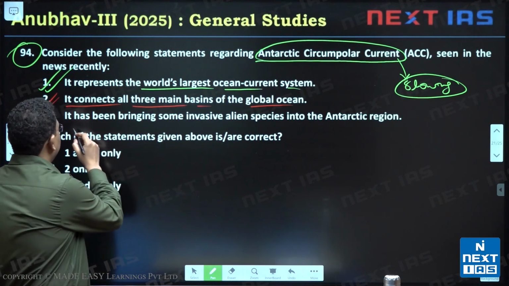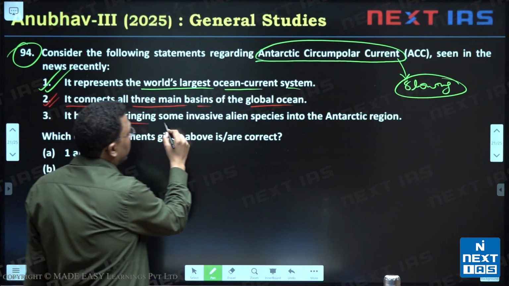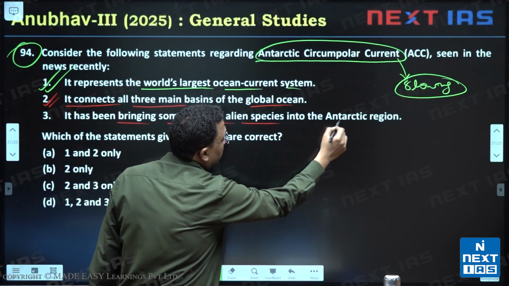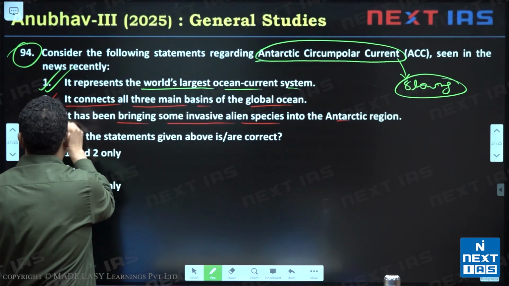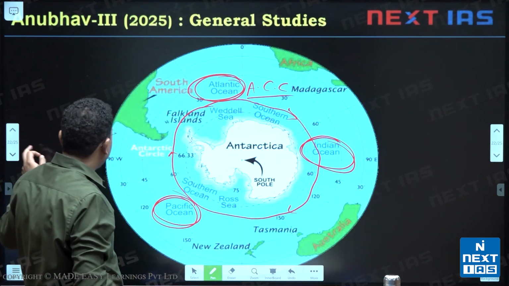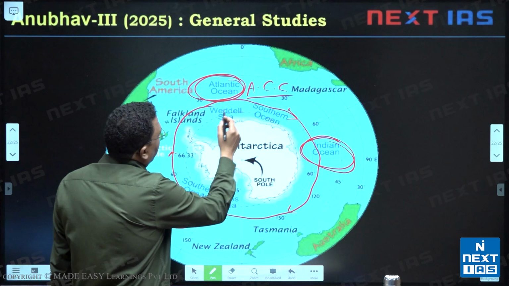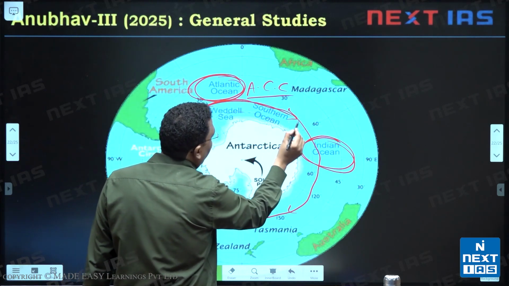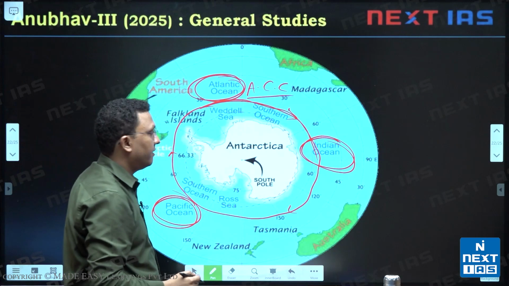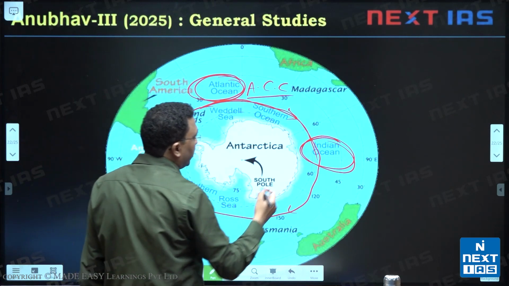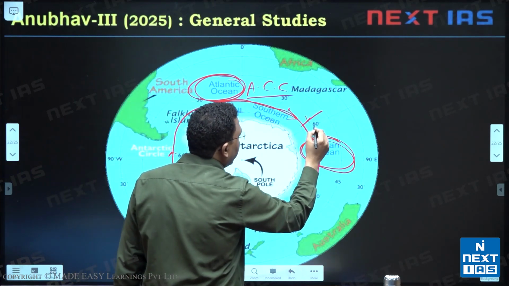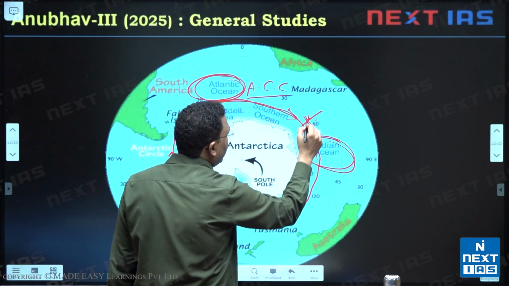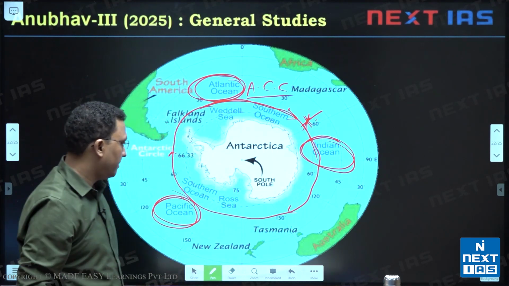The third statement says it has been bringing some invasive alien species into the Antarctic region. This is not correct. In fact, it is exactly opposite. This Antarctic circumpolar current actually forms a natural boundary across Antarctica, right? And this natural boundary prevents any invasive alien species from entering into Antarctica region, right?